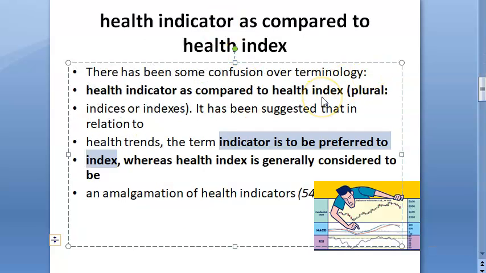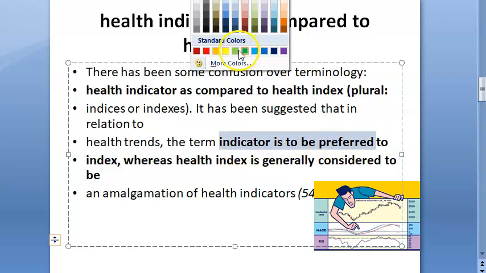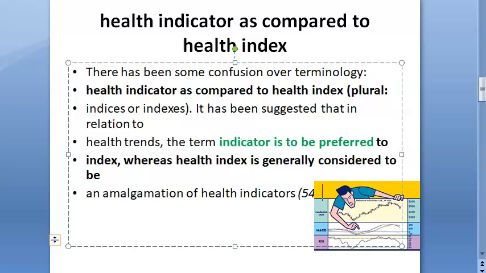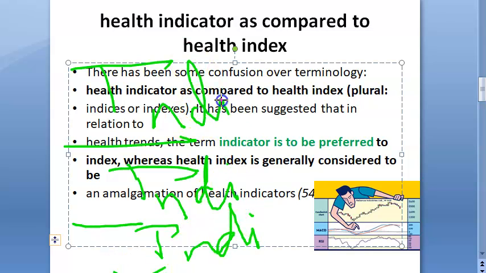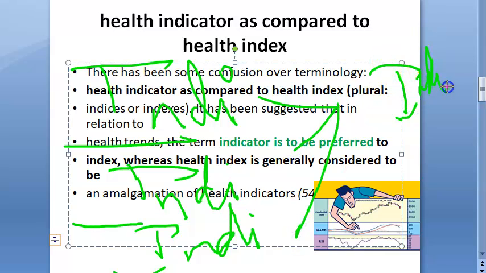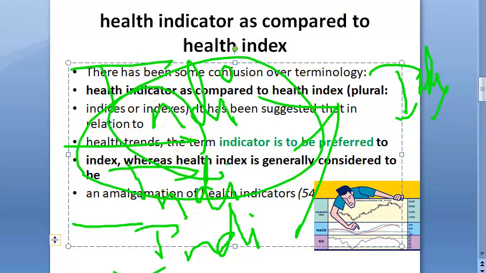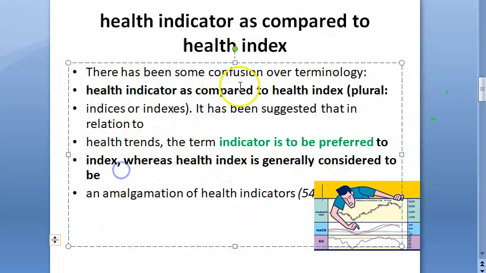What is the difference between an indicator and an index? They're saying indicator is preferred to an index. A group of indicators, an amalgamation of these, will become an index. Which do they actually prefer, guys? They prefer indicators. Indicators are preferred over an index. So did you understand the difference between index and indicator?